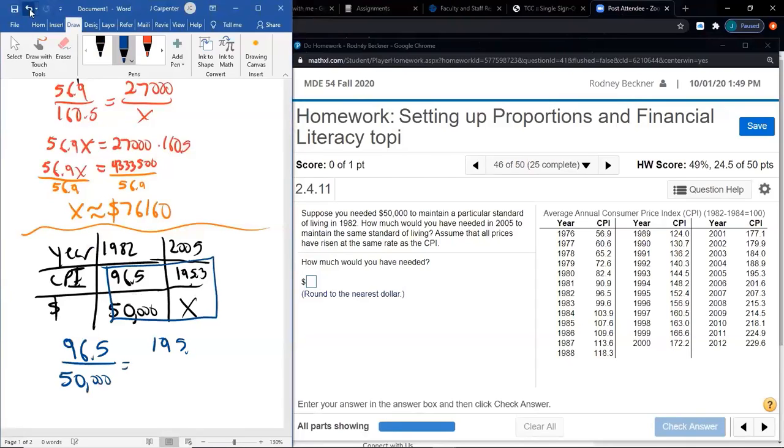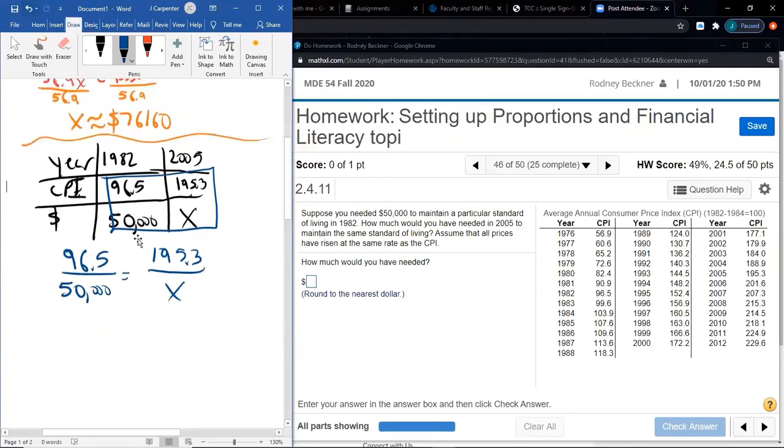Equals 195.3 over x. Now, before I solve for x, I want to get a guesstimate of what I think the answer is going to be. The CPI went from about 100 to about 200. I'm just trying to get nice, round, pretty numbers when I'm rounding. I didn't round to the nearest tens or hundreds for any particular reason, except to get pretty numbers. 96 is close to 100. 195 is close to 200. 100 versus 200, that's doubling. So I'm going to anticipate that this x is somewhere in the ballpark of twice 50,000, which means it should be in the ballpark of 100,000. Ballpark. If it's 5 or 10,000 off, that's not a big deal. I'm just getting a guess.